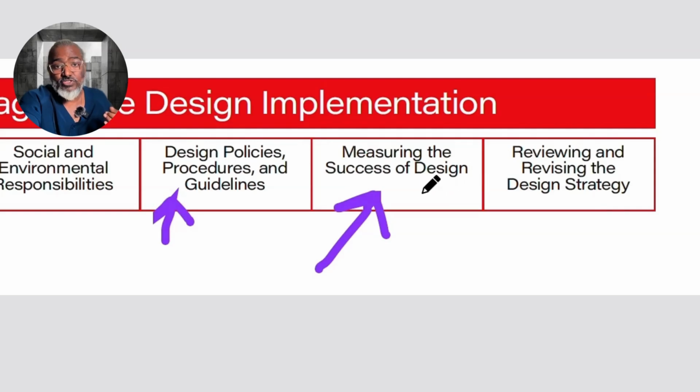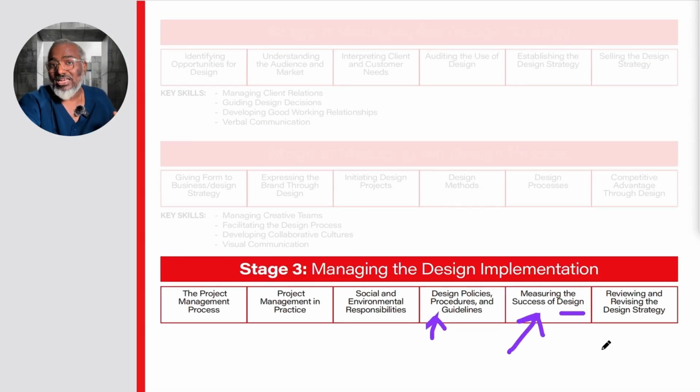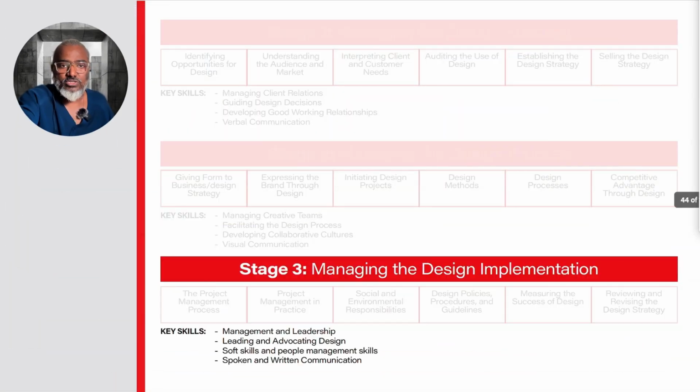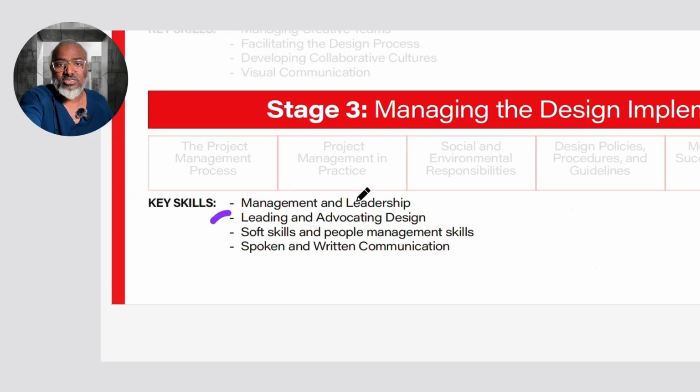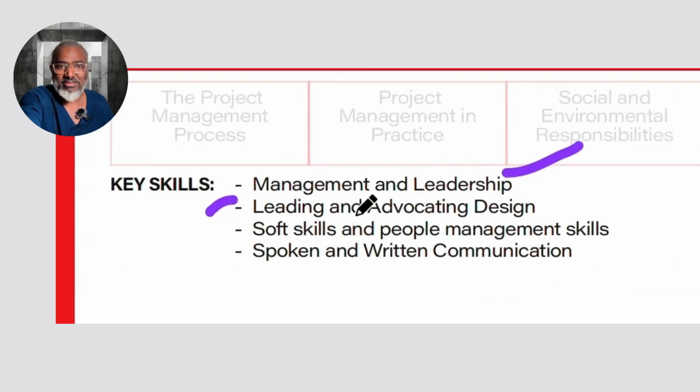Measuring the success of design. Once design is done, you have to evaluate through research, or we have to measure the success. And lastly, reviewing and revising design strategy. So once the project is done or in the completion mode, if some kind of revision is required in a process, you need to take responsibility to do it. So the skills you need to fulfill this role are managing and leadership qualities.